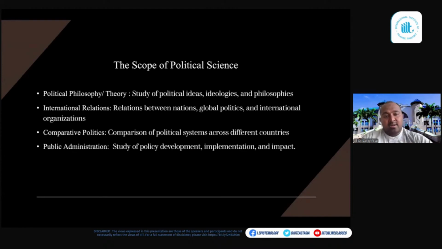In this branch, we study or we compare different political systems across different countries to understand how different countries succeeded and how democracy, for example, democracy succeeded in some countries and it has failed in some other countries. So these comparisons help us to understand the nuances of political phenomenon.